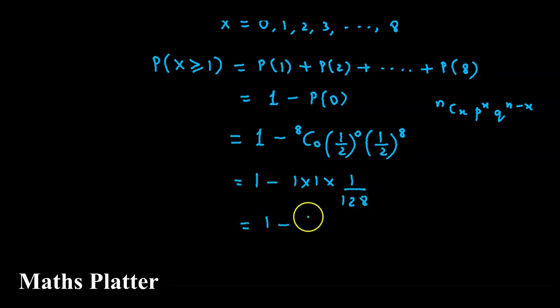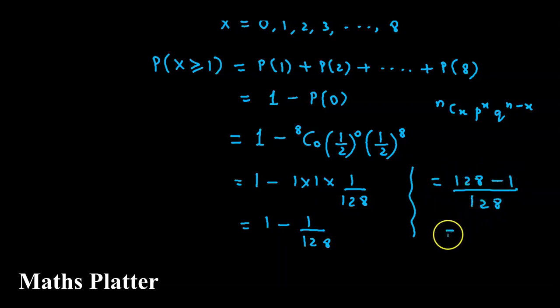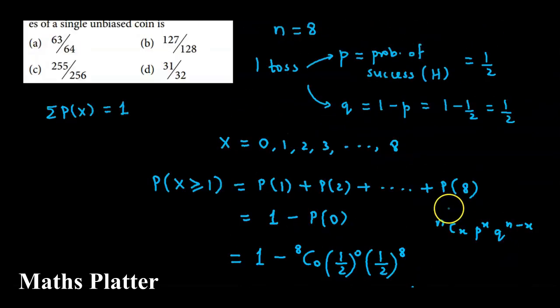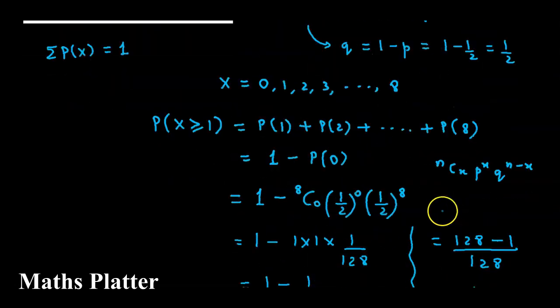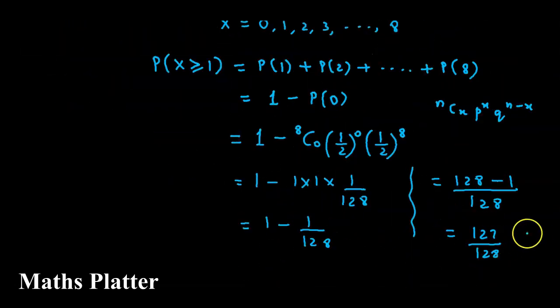So we have 1 minus 1 upon 128. ये equalize कर देते हैं denominator. So we have 128 minus 1 upon 128. So our final answer is 127 upon 128. And इसका सही आंसर है option B.